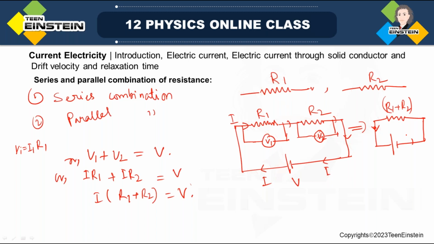So if I use an equivalent resistor which has resistance R1 plus R2, and if this combination of the resistors is connected to the same battery of voltage V, and for that reason, let us say the same current is flowing through that, then we can write V is equal to IR.